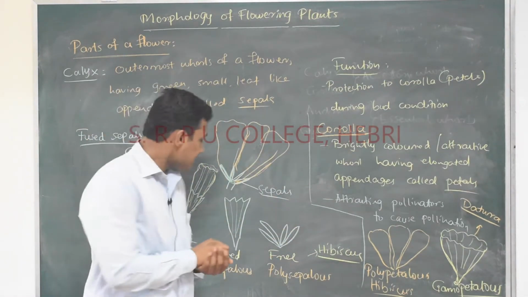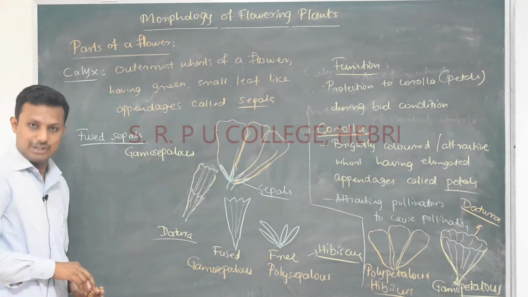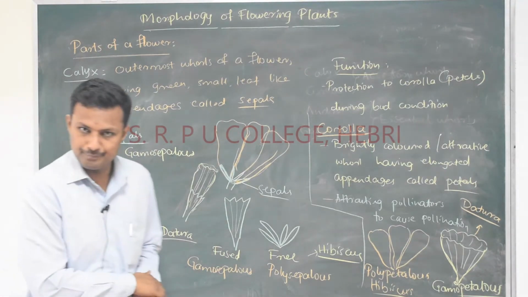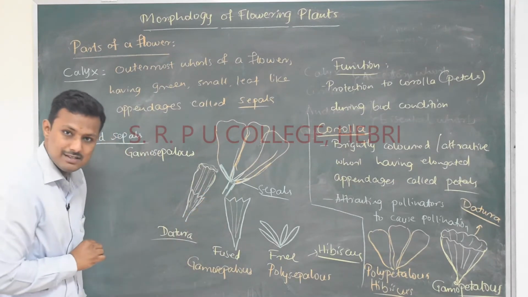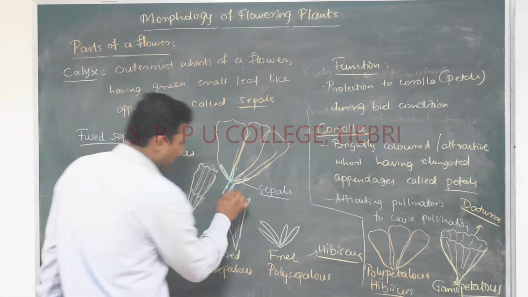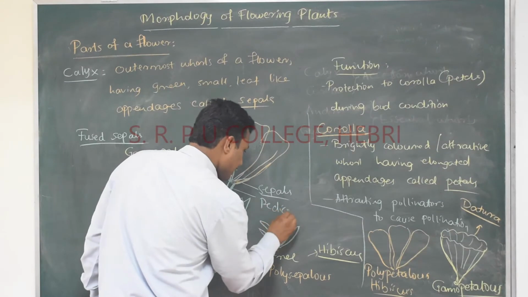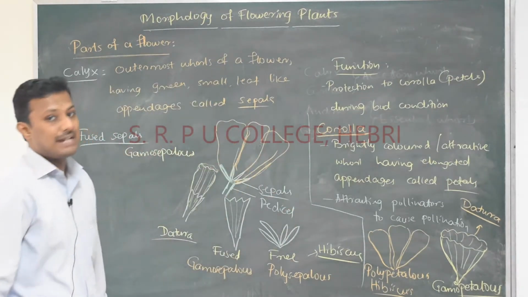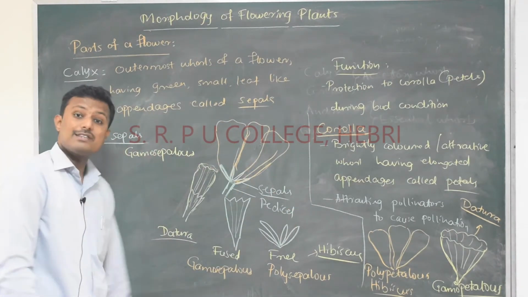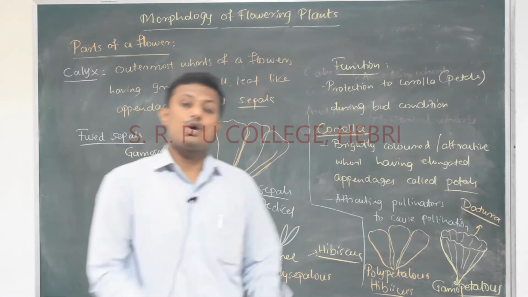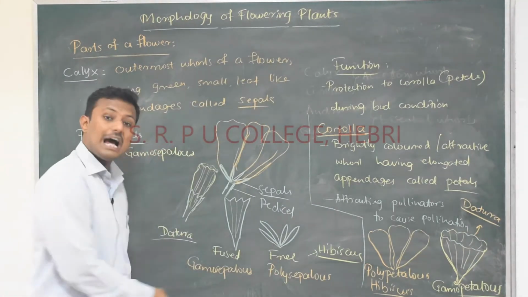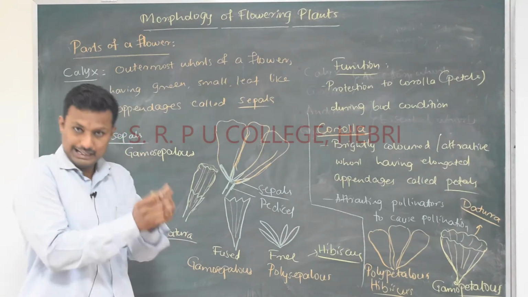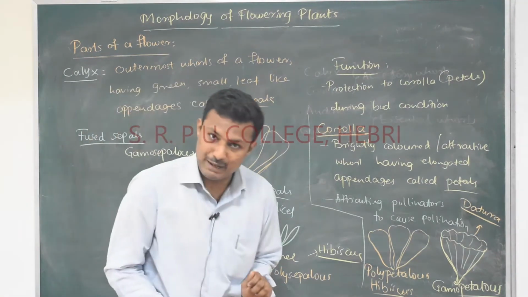And we see one more very peculiar structure at the base of the flower. And do you know what the stalk of the flower is called? You already know, this will be called pedicel, right? And what is the stalk of the leaf called? Stalk of the leaf is called petiole. And you know the attachment of the leaf to the stem is called leaf base.